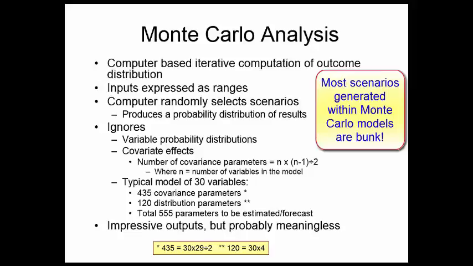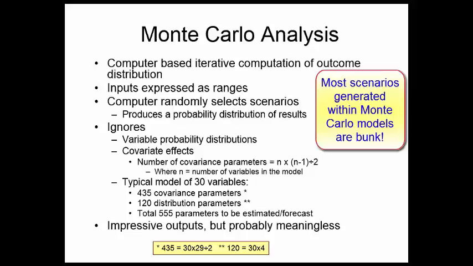The number of covariances for a model using n variables is equal to n times (n minus 1) divided by 2. This number rises proportional to the square of the number of parameters. By the time this is added to the distribution parameters, the number becomes quite large. For instance, in a model of 30 variables, there are actually 435 covariance parameters, 120 distribution parameters.